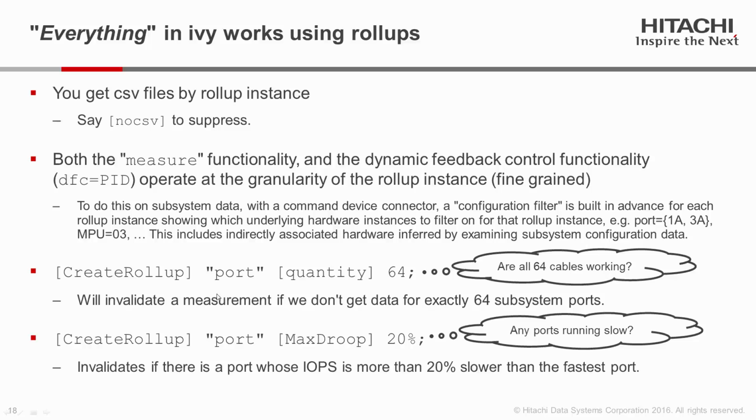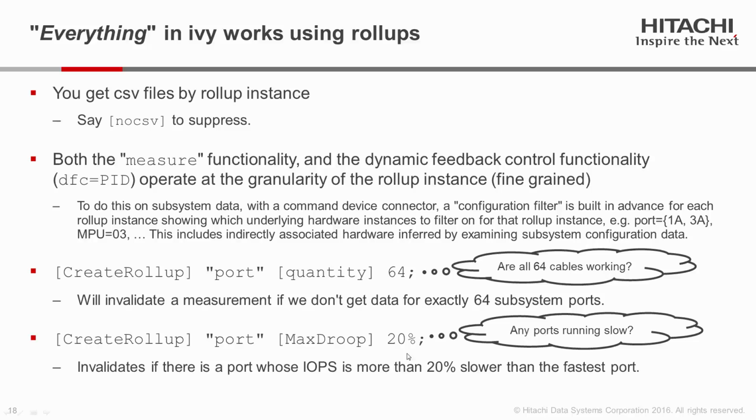When you set up a configuration in a lab, say you're cabling up 64 paths, it's really common to have one cable that's broken or isn't working properly. For that reason, in Ivy, in order to improve ease of test setup and the quality of the measurement data we produce, you can also create a rollup to validate the quantity of a certain instance of a thing. For example, if you say create port quantity 64, then Ivy will invalidate the result if we don't get data for exactly 64 ports.